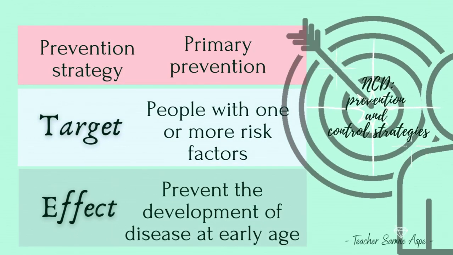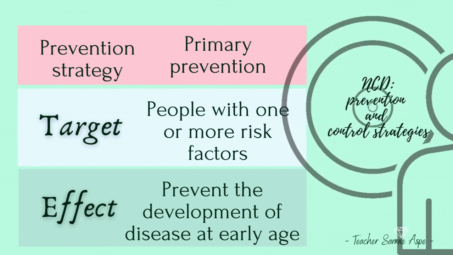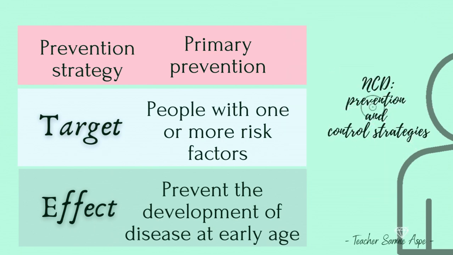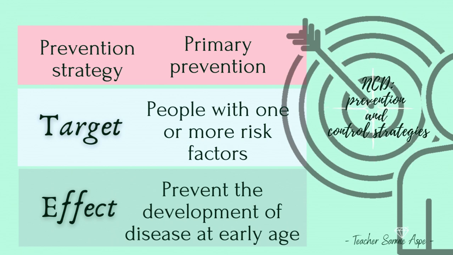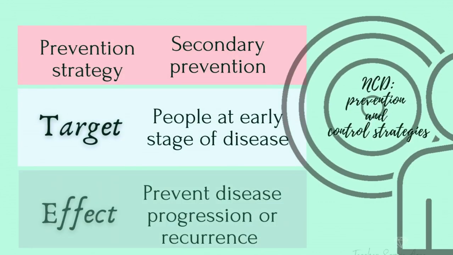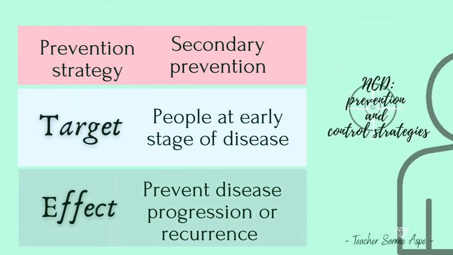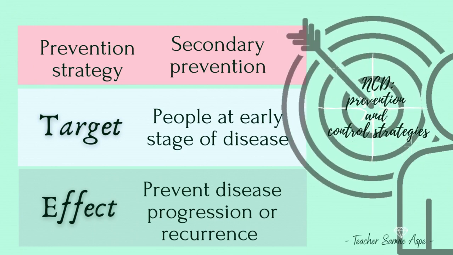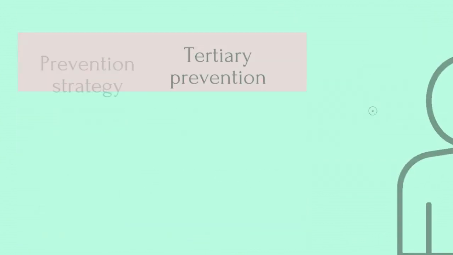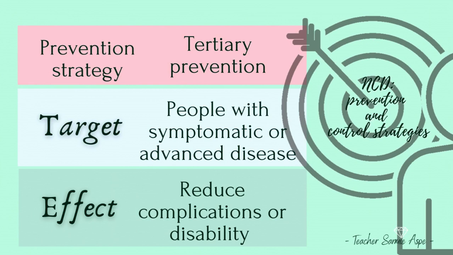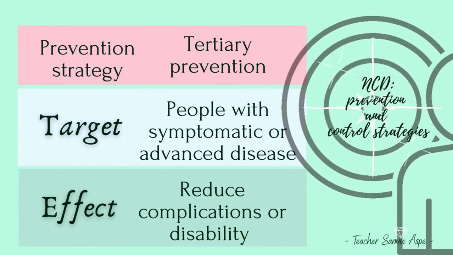Primary prevention, target people with one or more risk factors. Effect, prevent the development of disease at early age. Secondary prevention, target people at early stage of disease. Effect, prevent disease progression or recurrence. Tertiary prevention, target people with symptomatic or advanced disease. Effect, reduce complication or disability.